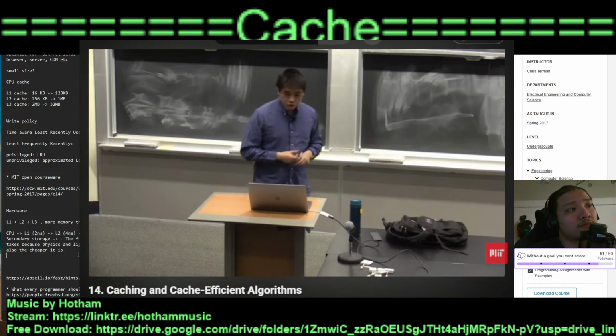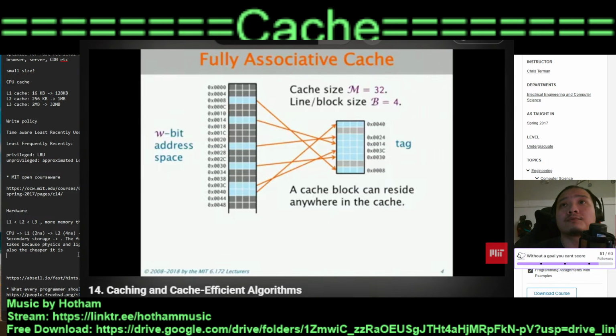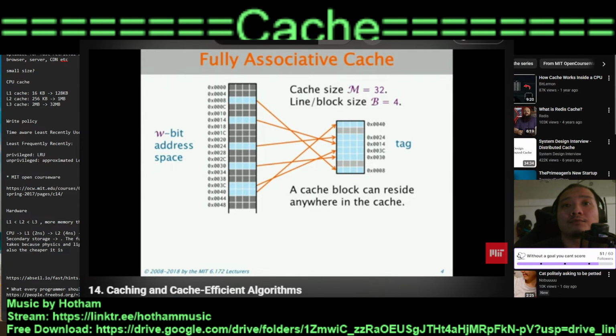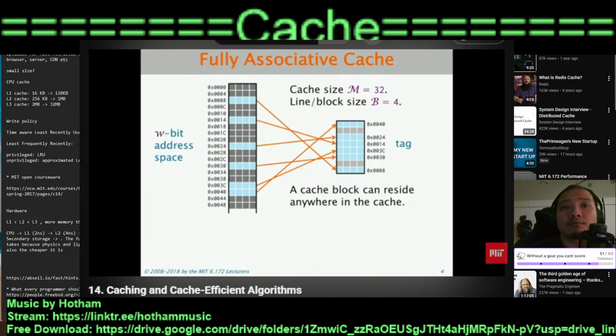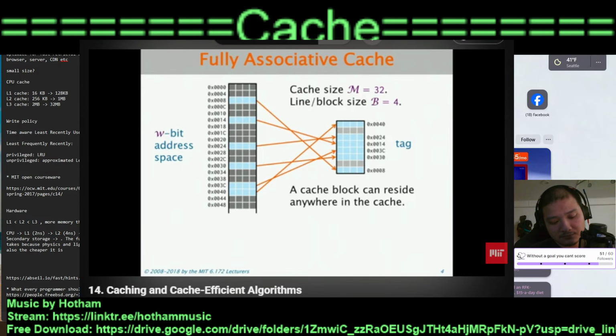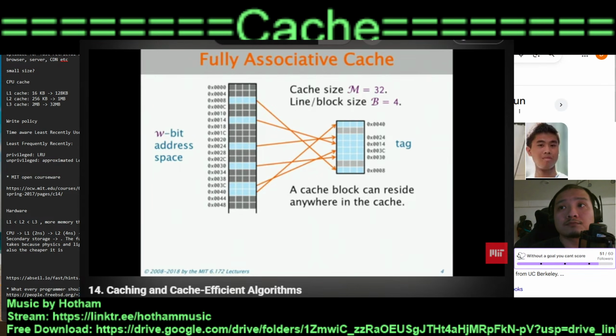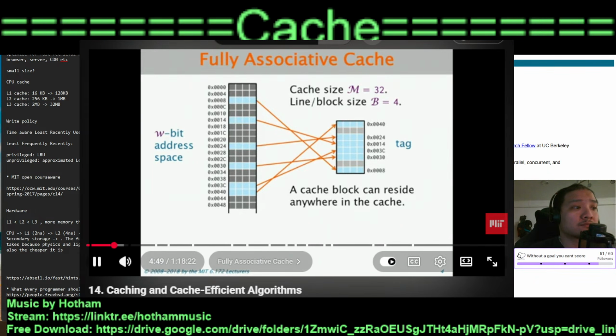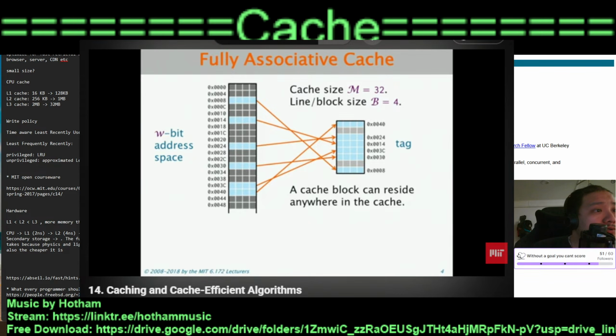No. Okay, so let's talk about the associativity of a cache. Here I'm showing you a fully associative cache. In a fully associative cache, a cache block can reside anywhere in the cache. And the basic unit of movement here is a cache block. In this example, each block is 4 bytes, with a 32-bit address space.